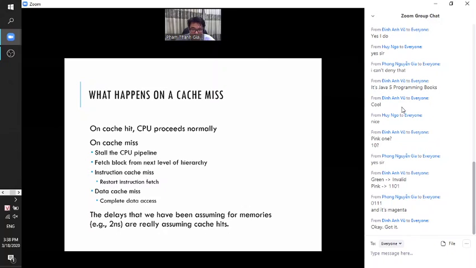On a cache hit, the CPU proceeds normally. On a cache miss, it stalls the CPU pipeline and needs to fetch a block from the next level of the hierarchy. An instruction cache miss needs to restart the instruction fetch, and a data cache miss needs to complete the data access. The normal delay assumed for a memory hit is 2 nanoseconds; a cache miss will be 100 times greater.